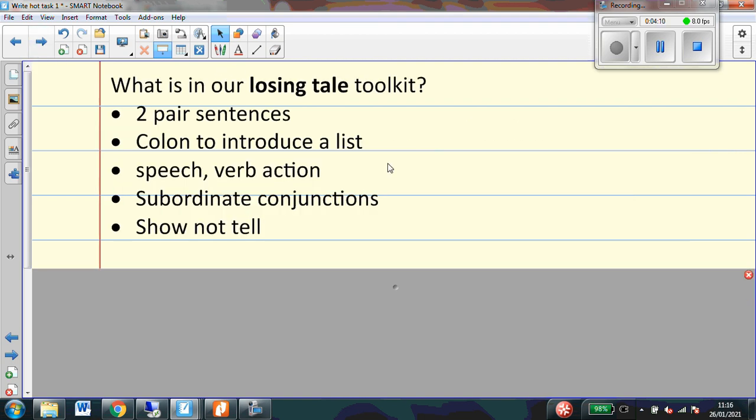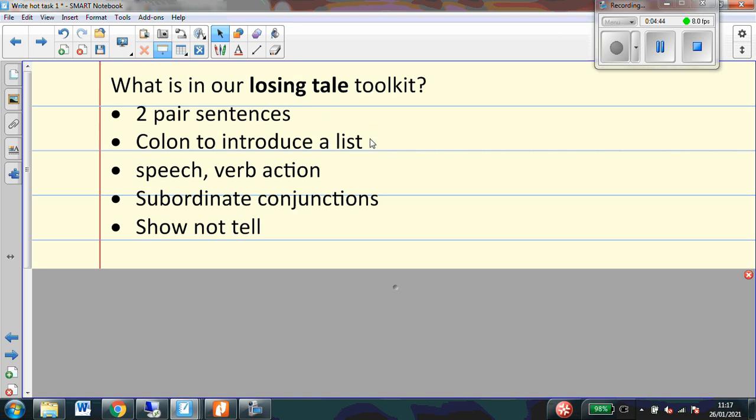Let's have a think now about our losing tale toolkit. So some of the things that we have looked at together, we have done 2 pair sentences. So 2 pair sentences, remember, are when you've got 2 adjectives, a comma, and then another 2 adjectives. So for example, embarrassed and surprised, comma, guilty and horrified, comma. Let's make sure we include one of those within our story.